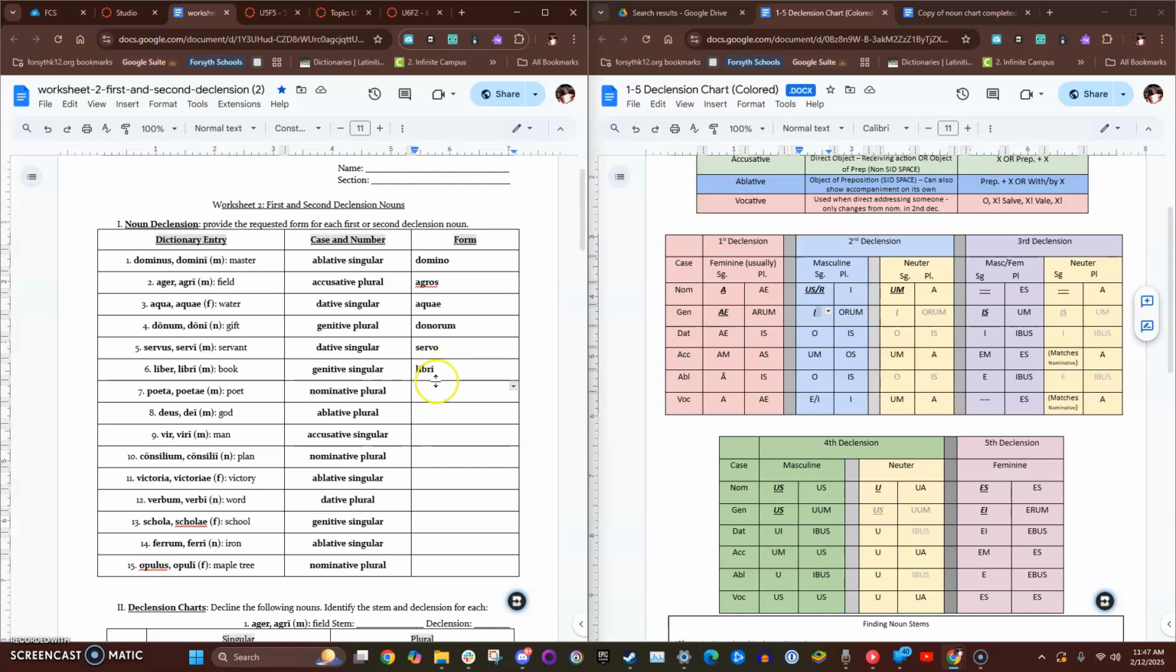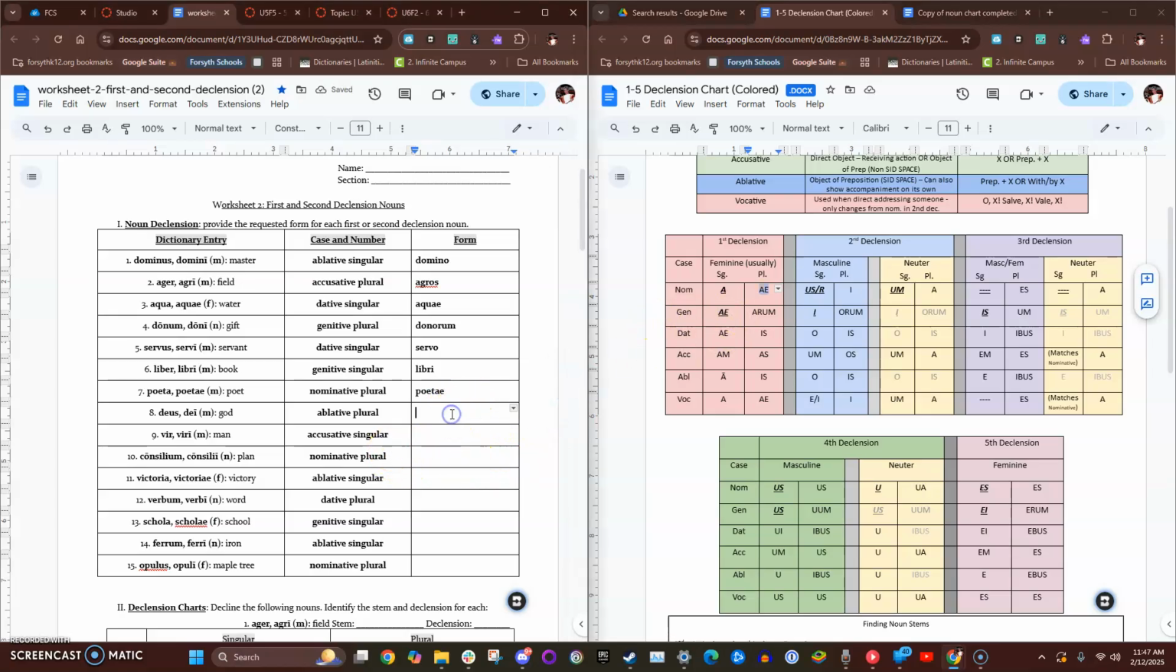Okay. Poeta, poetae. Well, poeta, poetae ends with AE. Our second principal part ends with AE. That tells me it's first, and I need to make it nominative plural. So I need to find my stem, poetae minus the AE, and then I go find my ending, first declension. Nominative is the first row, AE, top right, for the plural.